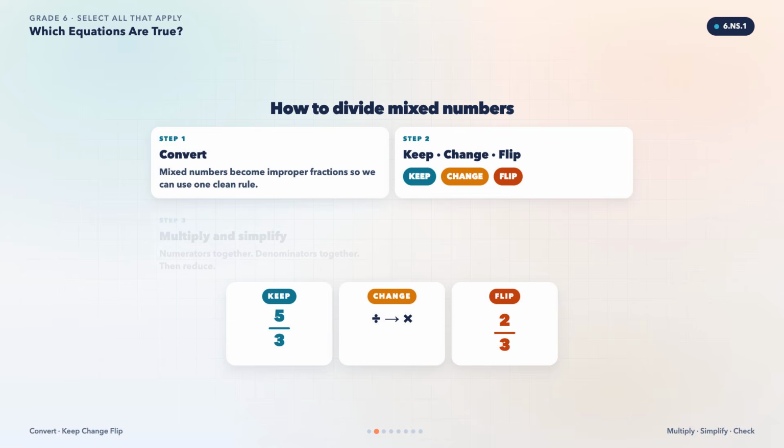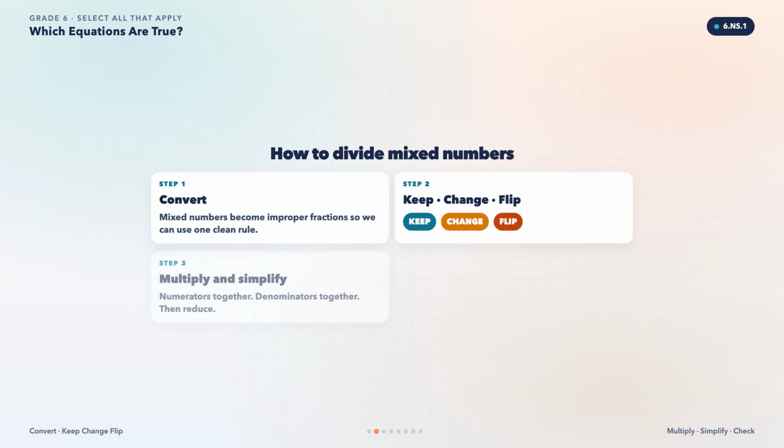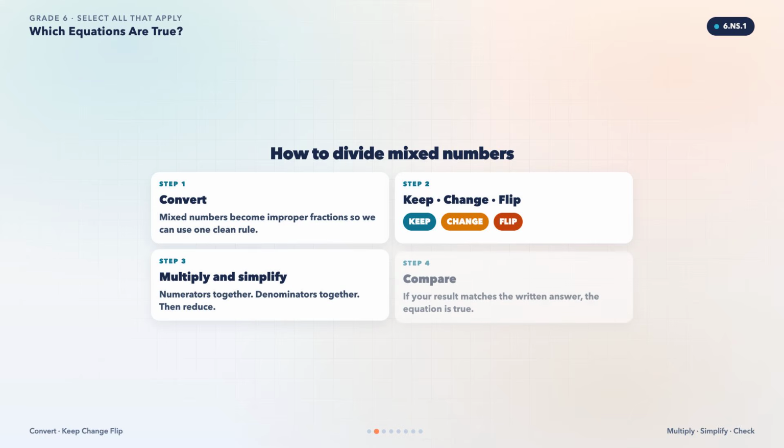Step 3. Multiply straight across. Numerators together, denominators together, then simplify. Step 4. Put your calculated answer next to the answer they wrote. If they match, the equation is true. If they don't, it's false. Ready? Let's check them one by one.